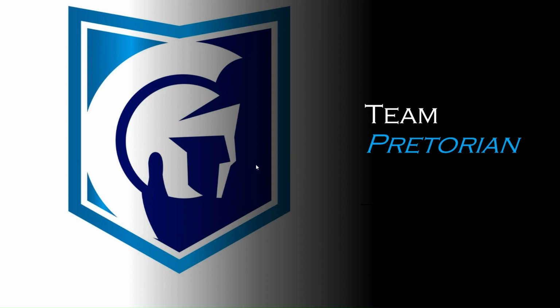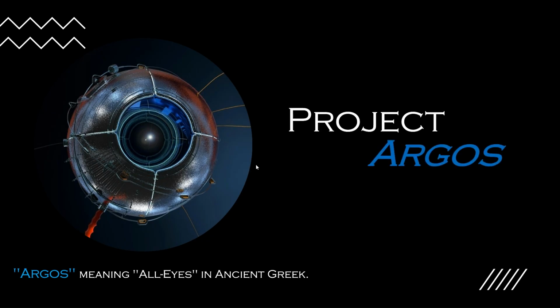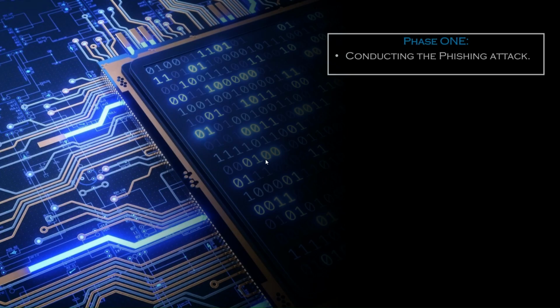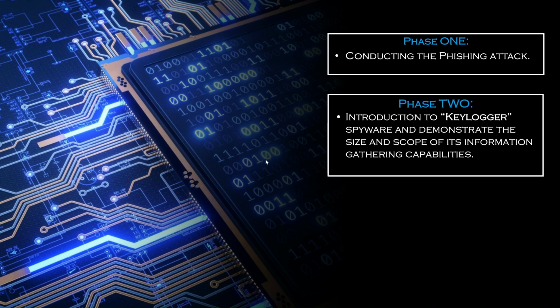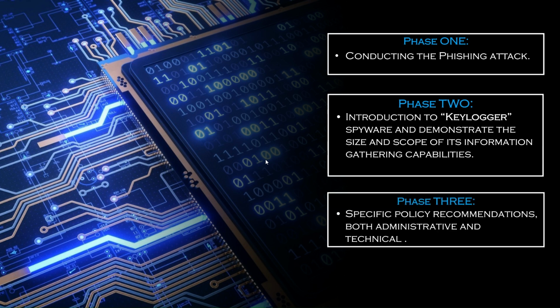With Project Argos, we will demonstrate how to build a successful phishing campaign using GoPhish, which is an open source penetration testing toolkit with the final goal of installing a keylogger spyware on a virtual machine. For this stated purpose, we have broken down this presentation in three major components. In phase one, we're going to do the phishing attack itself. In phase two, we're going to do an introduction to the keylogger spyware. And in phase three, we're going to provide specific policy recommendations.